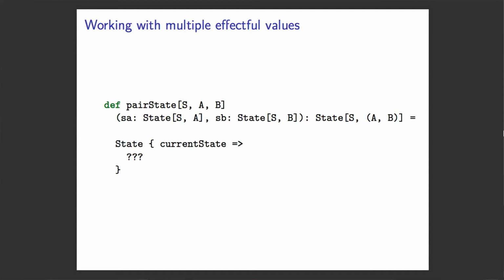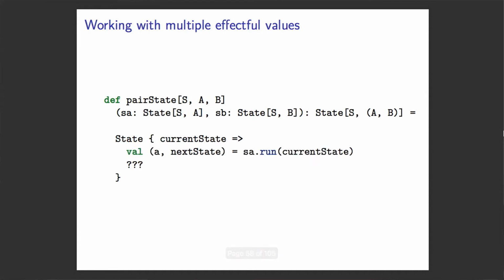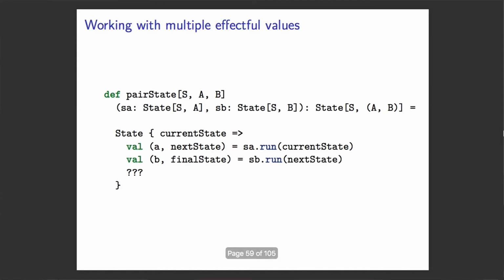So we'll create a state with the current state. We'll do what we did before. We can run the first one, and that gets us an A and the next state. Where it gets interesting now is I can run the second state action, but I run it against the state returned by SA, which means when I run SB, it can observe any state changes that SA made.